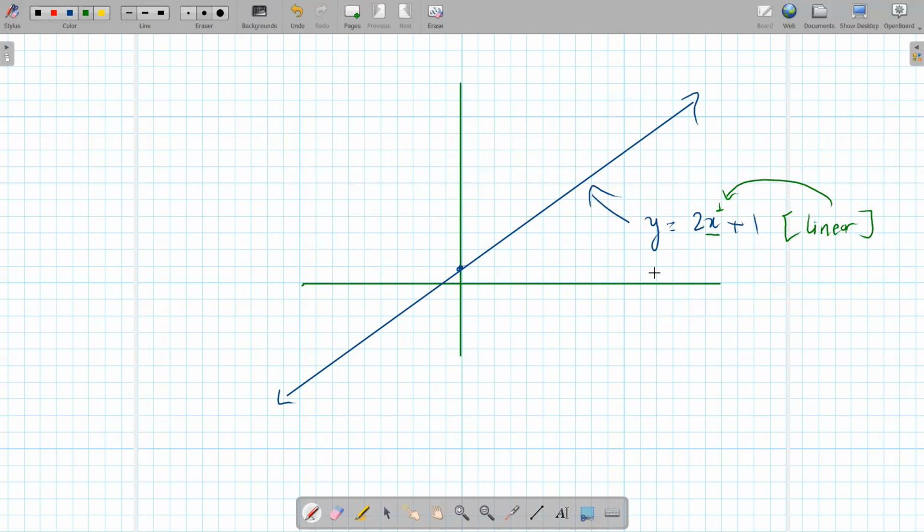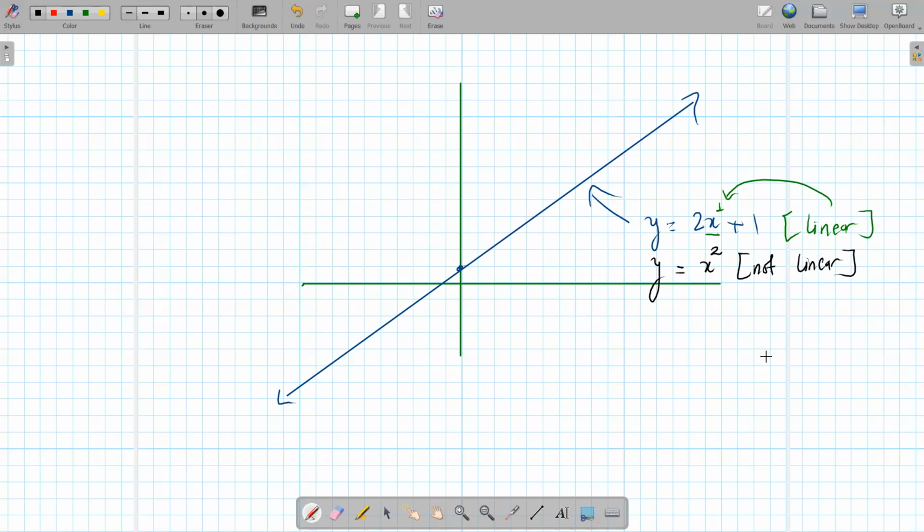Now, if you dial it up a notch, what if we go to the next level? What if we do something like this? Y is equal to x, but now it's no longer to the power of 1. If it's to the power of 1, you don't even have to write it, right? But what if we take it up a notch? We write it to the power of 2. Is this linear? No, it is no longer linear because there is a power of 2.